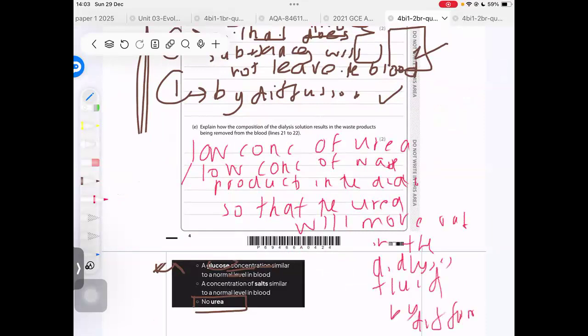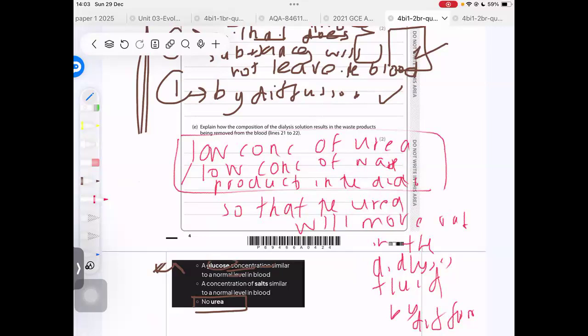This is the first point. The low concentration of urea or waste products is there in the dialysis fluid, so that urea will move out by diffusion, right? The word diffusion is very important over here. You can also mention from a high concentration to a low concentration by diffusion.